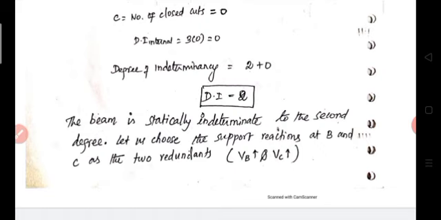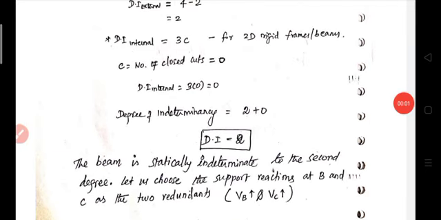So initially we have to choose. Let us choose the support reactions at B and C as redundants, that is, the vertical reactions VB upward and VC upward. It is not necessary to select only VB and VC as the 2 redundants. Out of 4 reactions you may select any 2 as redundants. You may select MA and VA also. That is the only requirement, so it may be a different combination, whatever it may be.